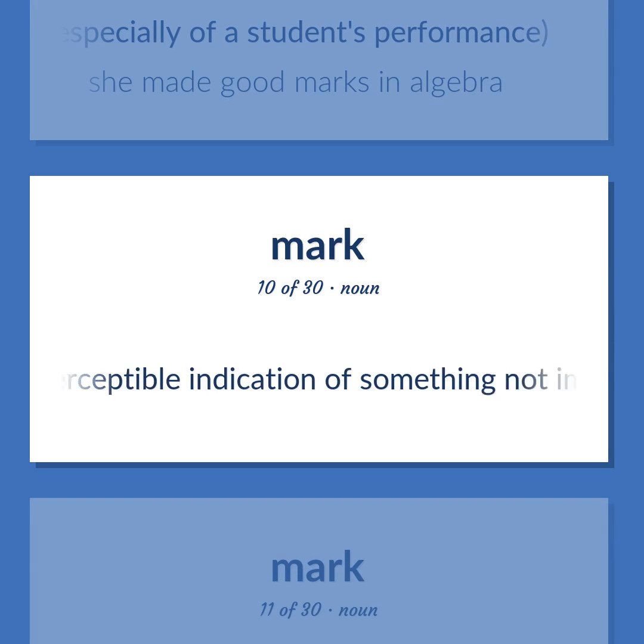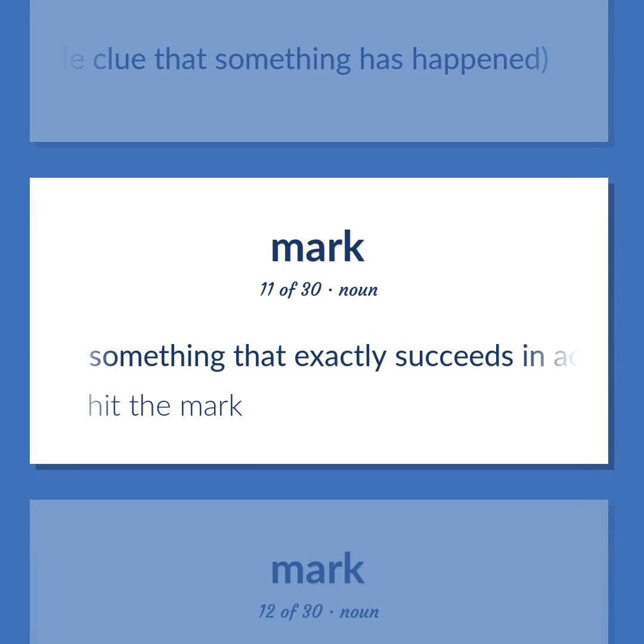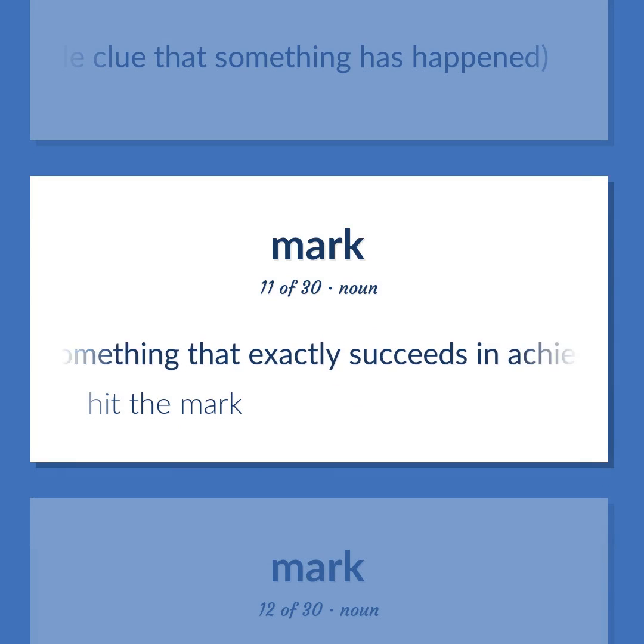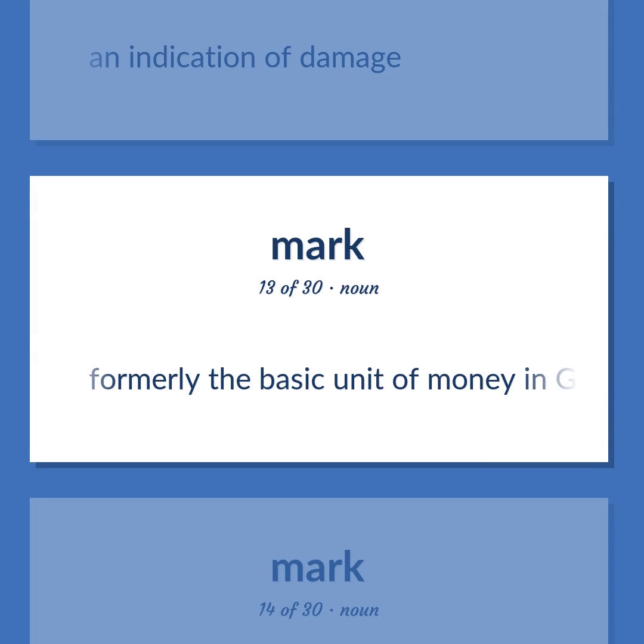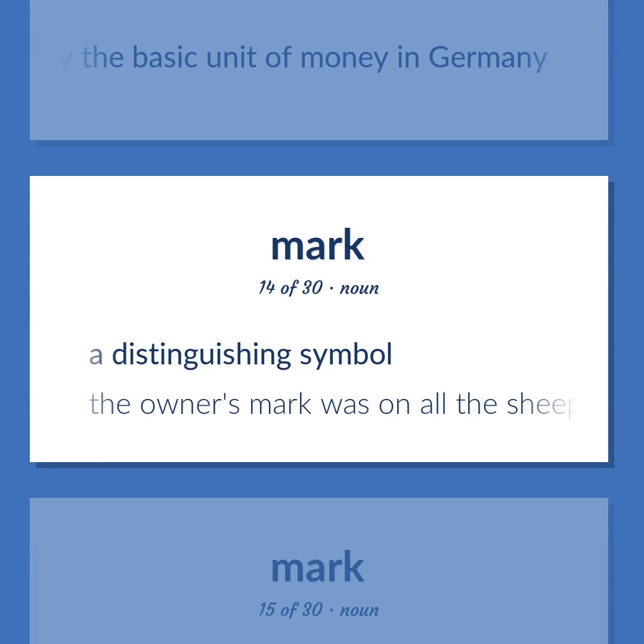A perceptible indication of something not immediately apparent, as a visible clue that something has happened. Something that exactly succeeds in achieving its goal. Hit the mark. An indication of damage. Formerly the basic unit of money in Germany. A distinguishing symbol. The owner's mark was on all the sheep.